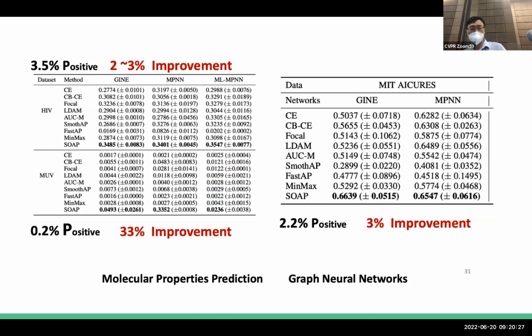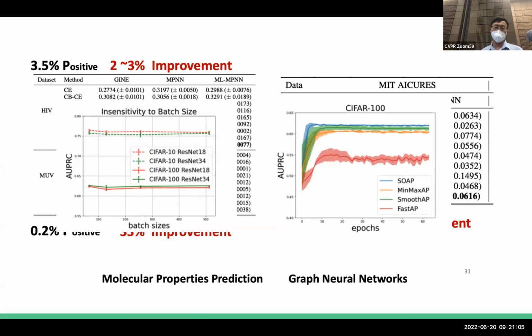Okay, so these are some experiments shown in the paper. Here we consider experiments for optimizing graph neural networks on molecular property prediction tasks. Depending on the imbalance ratio, the proportion of positive examples, we could have dramatic improvement, from 2% to 33%, for learning the graph neural networks. Here we compare different baselines, including traditional methods for optimizing cross-entropy loss, focal loss, class-balanced loss, and AUC loss, and also different AP maximization methods, including SmoothAP, FastAP, and MinMax AP. We also did some ablation studies showing that our approach is not sensitive to the batch size, and compared to the existing approaches for optimizing AP, we converge faster and also converge to a better solution.